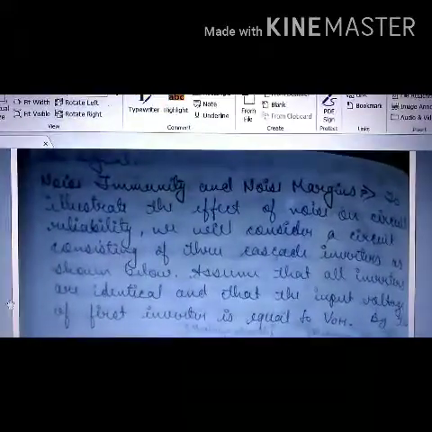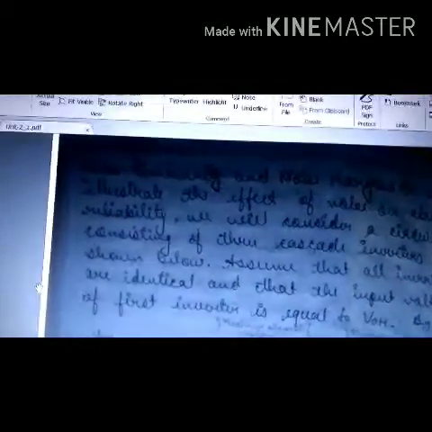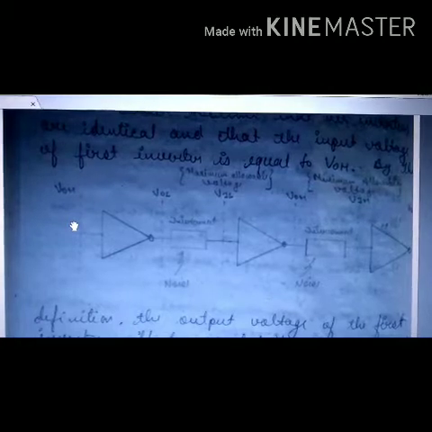To observe the effect of noise on the circuit reliability, we will consider a circuit consisting of three cascaded inverters as shown here. These inverters are connected back to back, and we are assuming that all three inverters are identical to each other. Then we will consider the different voltages which we are applying at these inverters and see the effect of noise in these inverters due to interconnects or any other reason for which it may occur.